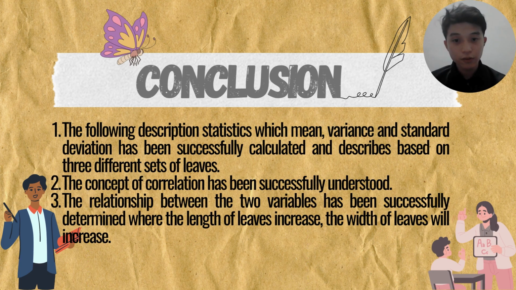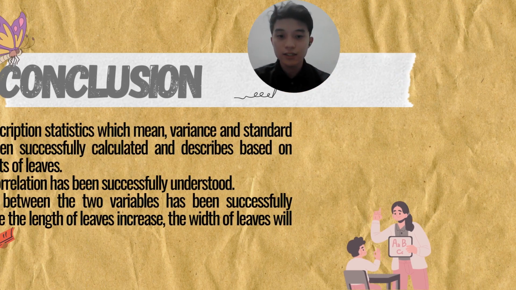For the conclusion, we have come up with 3 points. Number 1, the descriptive statistics, which are mean, variance, and standard deviation, have been successfully calculated and described based on 3 different sets of leaves. Number 2, the concept of correlation has been successfully understood. Number 3, and the last one, the relationship between the 2 variables has been successfully determined, where as the length of the leaf increases, the width of the leaf will also increase.